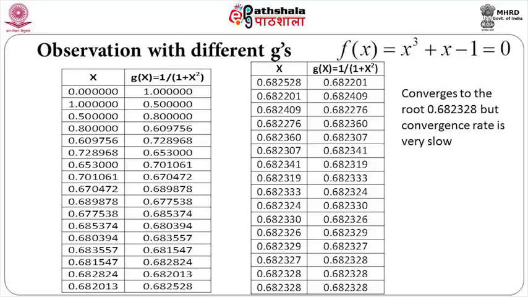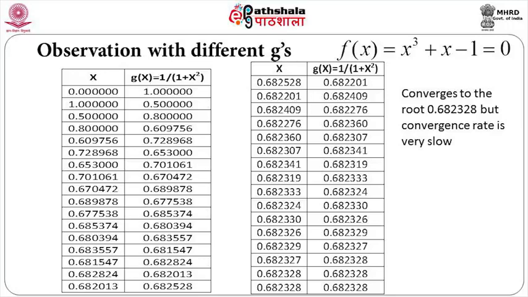If I take g(x) as 1 upon 1 plus x square, you can look at the table. x is 0, g(x) is 1. Now, 1 becomes the input, 1 upon 1 plus 1. So, 1 upon 2 becomes 0.5, and 0.5 becomes the input for the next iteration.